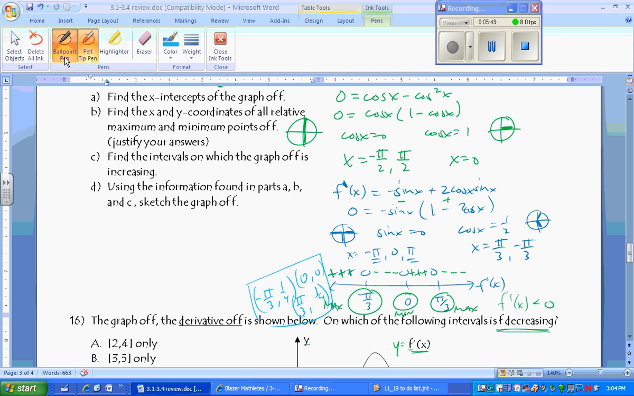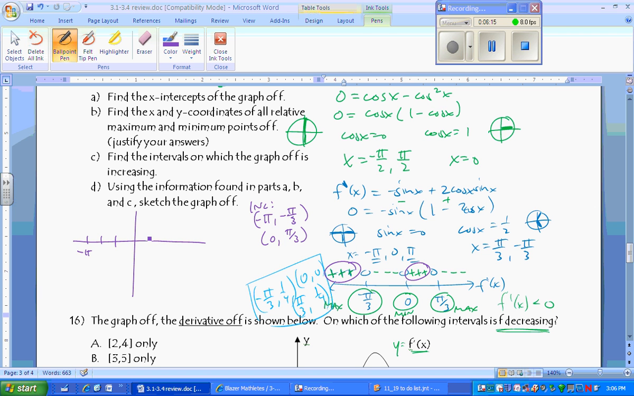Part C says find the intervals on which the graph of f is increasing. So it's increasing when the derivative is positive. So it's increasing on the intervals from, we start with negative pi to negative pi over 3, and from 0 to pi over 3.